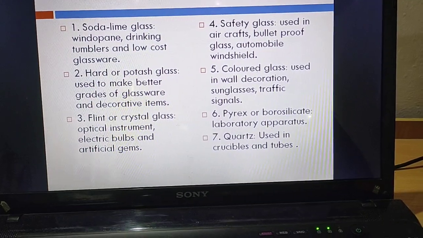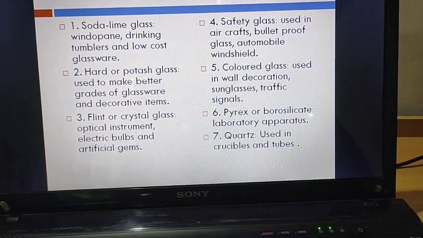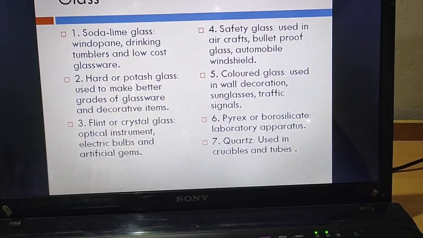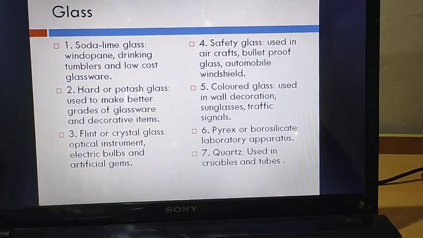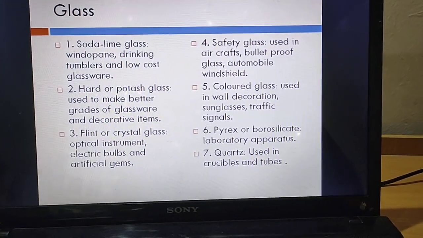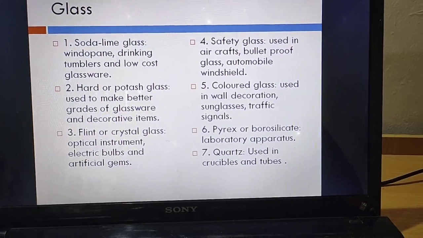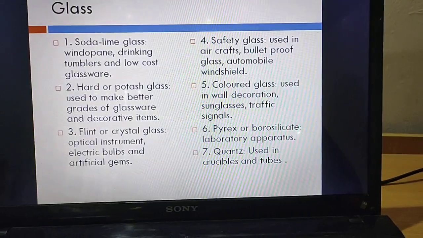This glass is generally used in making laboratory apparatus of superior quality. So in our chemistry lab also, the apparatus which you have seen, the bottles which you have seen, they all are made up of Pyrex or borosilicate glass.